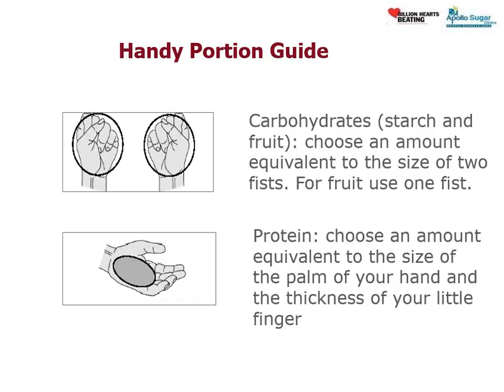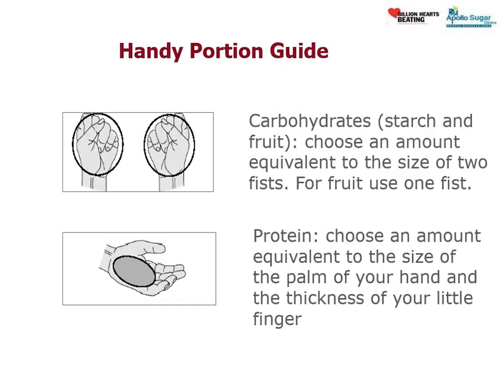So for carbohydrates, starch and fruit, choose an amount equivalent to the size of 2 fists. For fruit, use 1 fist. As I was talking about carbohydrate, 15 grams, 1 chapati should not be more than 1 fistful in size. If we talk about 80 grams of fruit, it is 1 fistful in size.